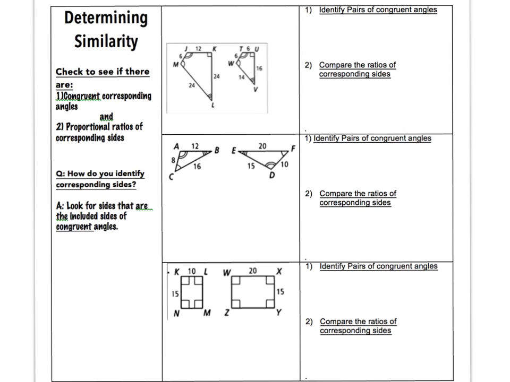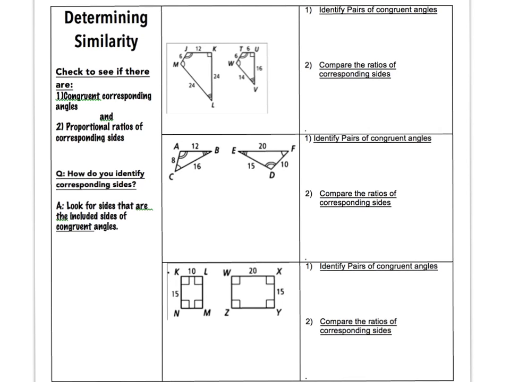Now we know that if shapes are similar, then their corresponding angles are congruent and their side ratios are equal. So we now want to check whether or not shapes are similar. How do we determine if shapes are similar?